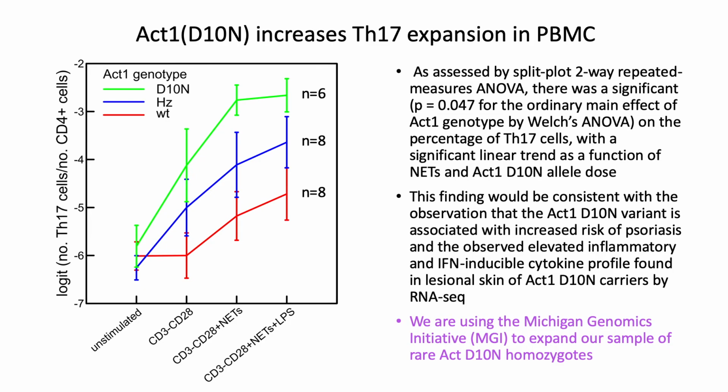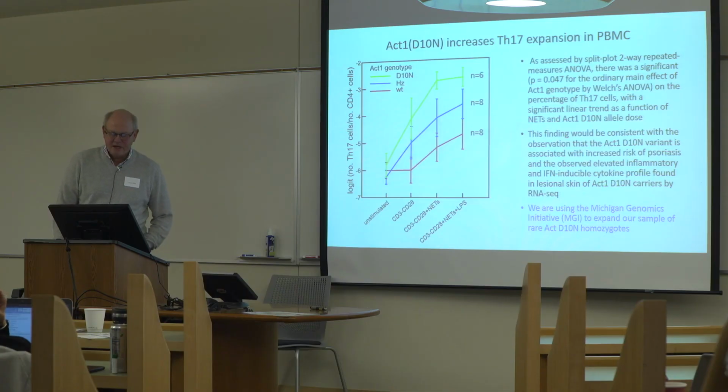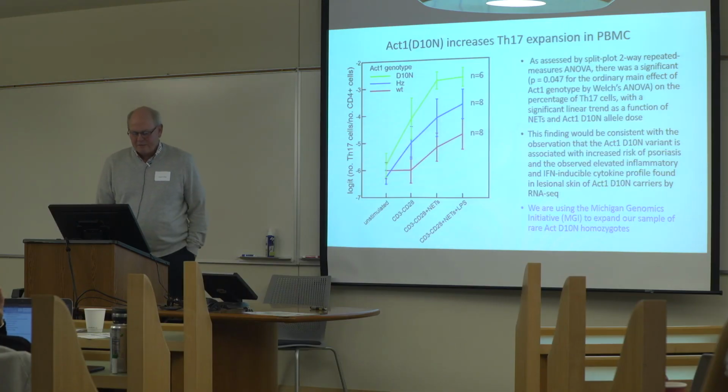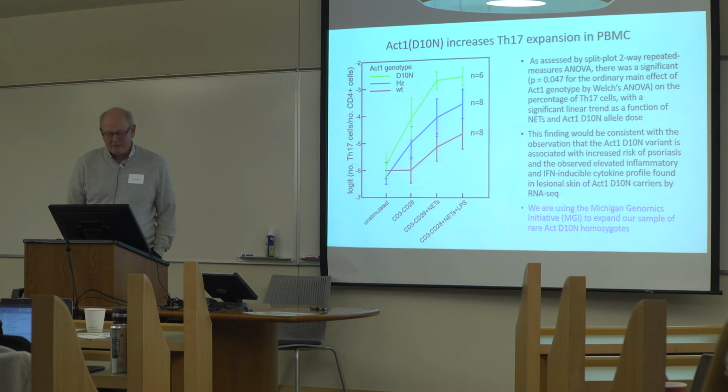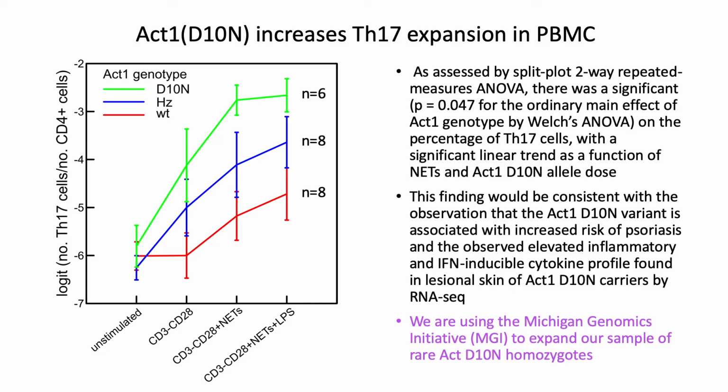So where does genetics have to do with all of this? This is where our first project that's using the MGI comes in. Phil Stewart, who's here, helped me do this analysis. These are those same 4 conditions, except now we have 3 different kinds of people: people who are homozygous for the ACT1 D10N mutation, people who are heterozygous, and people who are nullizygous.